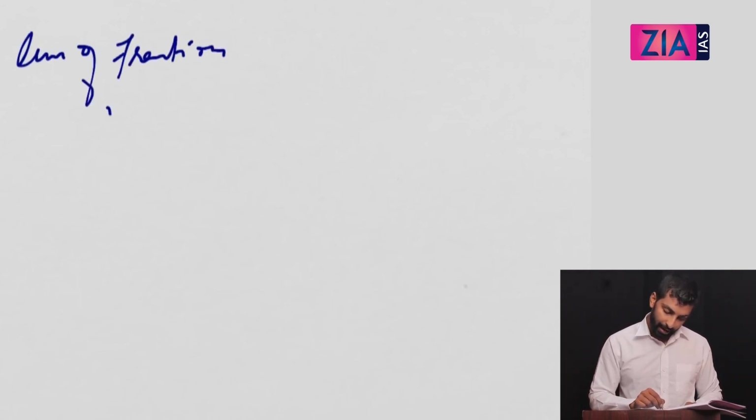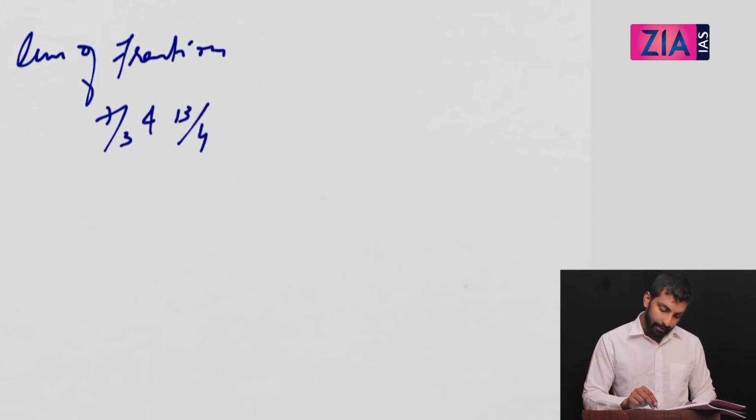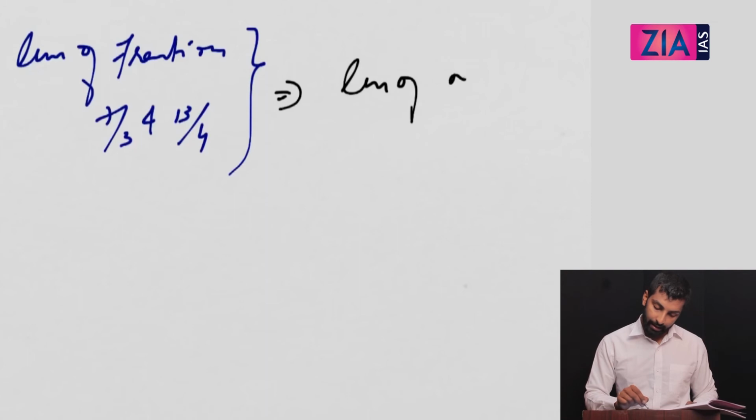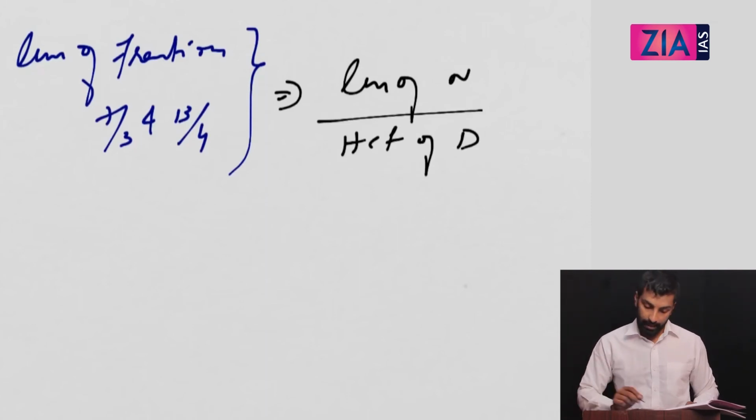In this question, basically it's an example for the LCM of fractions question, right? So basically you need to find LCM of fractions, which is given 7 by 3 and 13 by 4. You need to find the LCM of these two, right? So LCM of fraction, you know, is LCM of numerators divided by HCF of denominators. You know this, right? So LCM of numerators means 7 and 13.